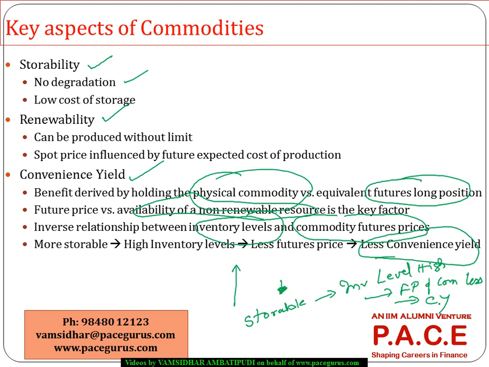So what you see is any commodity that is more and more storable, we see that the convenience yield associated with it is much lesser and vice versa. So whenever we are trying to evaluate commodity investments, the focus has to be looked at from this specific dimension also.